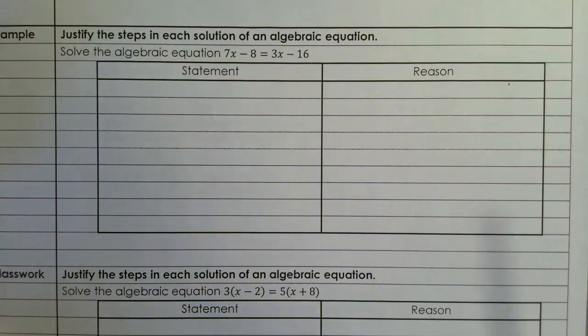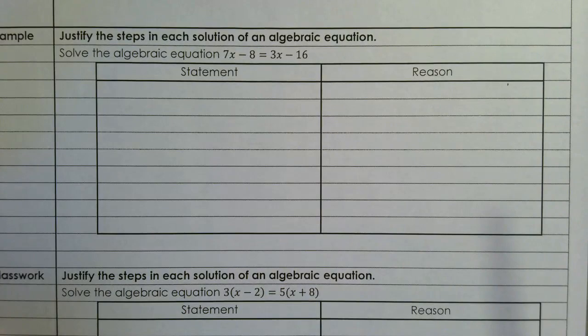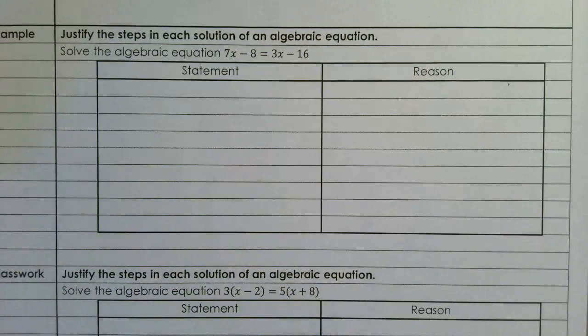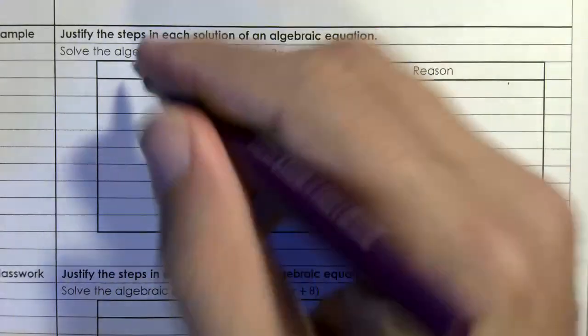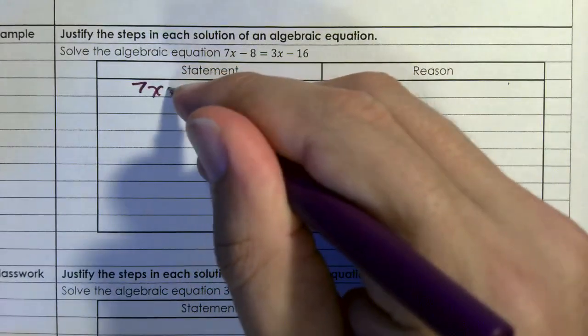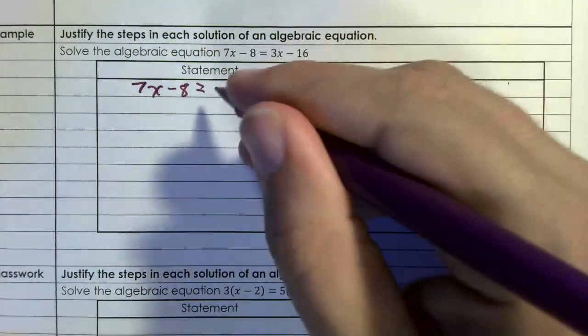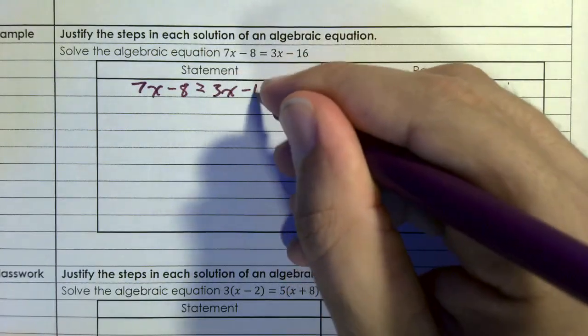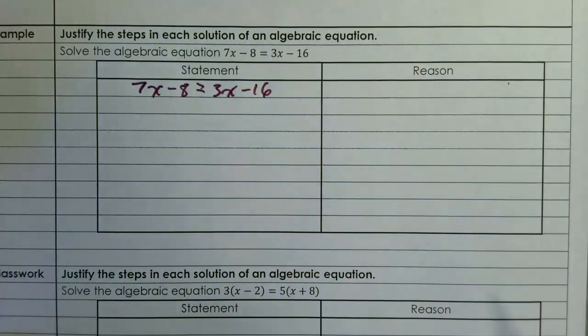I'm going to do one more example for this video. So I want to solve this algebraic equation. I always start with the equation itself. So I got 7x minus 8 equals 3x minus 16. And I'm just going to start with the solving stuff and take care of the reasons later.